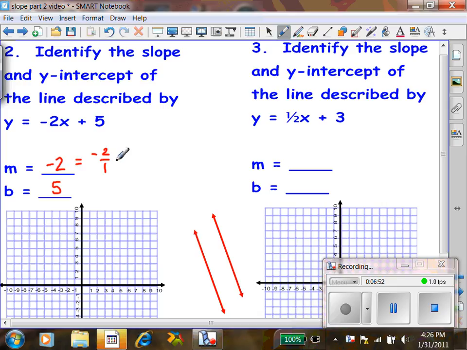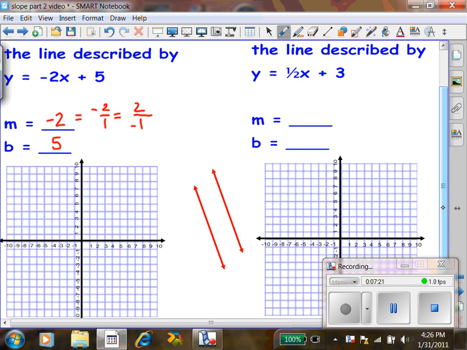Now, we talked about this earlier in the year. You can also write a negative fraction the other way. So you could move that negative to the numerator on top, or you could put it on the denominator. So I could say 2 divided by negative 1, and that also will equal negative 2. So either one of these will work because they are the same thing. So now let's graph it.